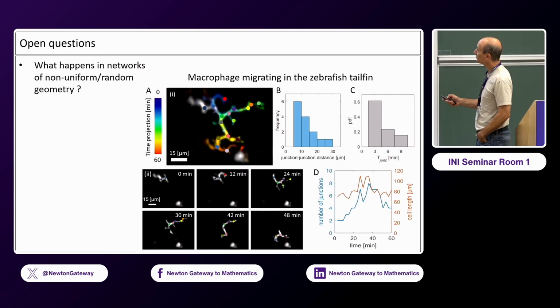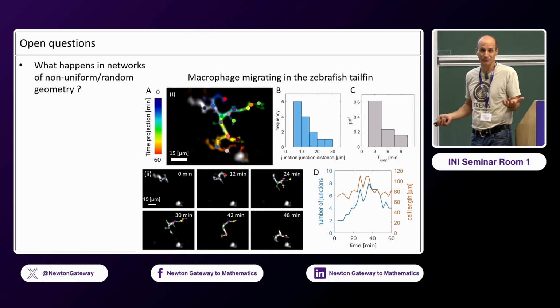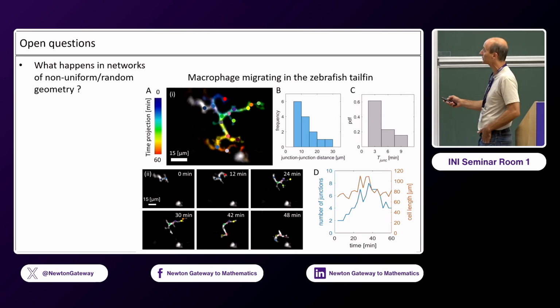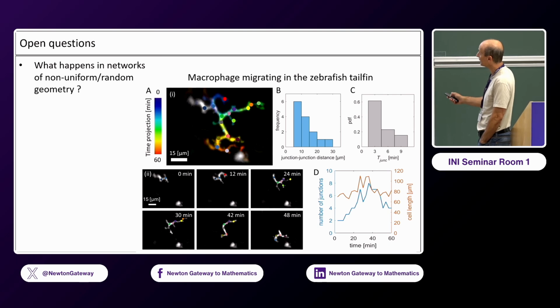What happens when the network is not a pure hexagonal network? Does that actually make a very big difference? What happens if it's a completely random geometry, or a random network where you just make random networks? We know how to produce them. We haven't checked yet what the model would give. That's an example of a macrophage migrating in the zebrafish, and clearly you can recognize junctions, but they are clearly not on a purely hexagonal network.